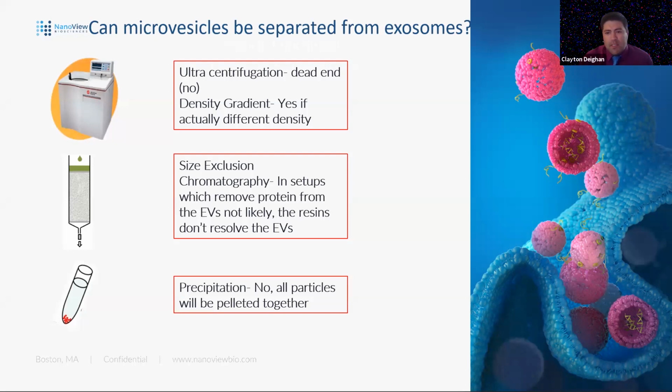And then common precipitation reagents, another common isolation technique. No, you're really going to get all the particles of some unknown solubility to pellet out of the solution together. And again, you get a mixed population from that. So right off the bat, when we use any of these preparative methods, we may or may not be exclusively looking at exosomes from a multivesicular body or microvesicles budded from the surface.